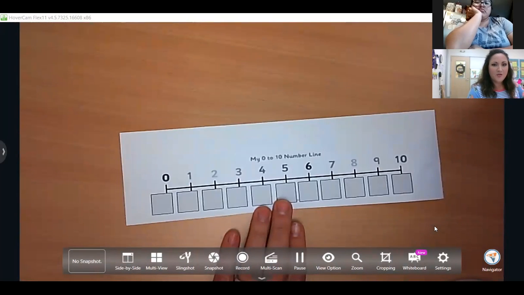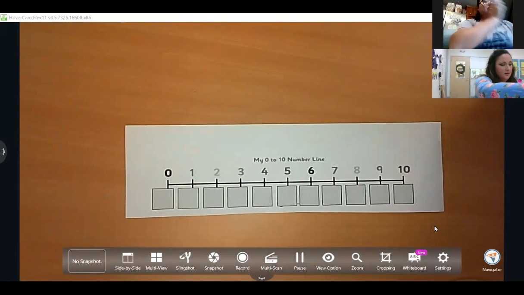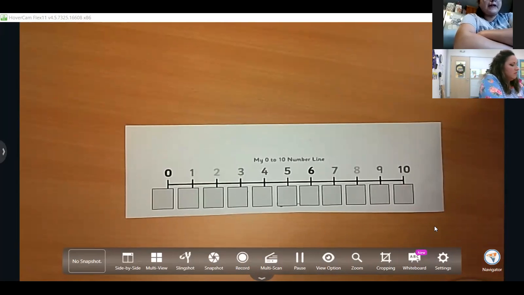All right, we're moving on to a number line. I'm going to change my counter up to some connecting cubes, and you'll get these connecting cubes in your packet as well, and also the two-sided colored counters.